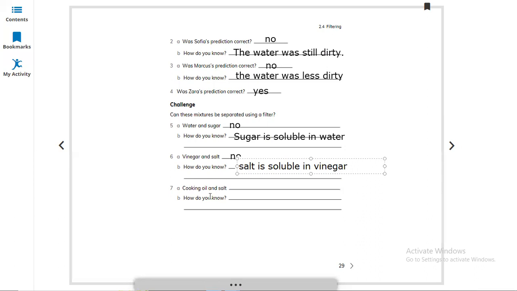Cooking oil and salt. What do you think? What do we write here? Yes, obviously. Cooking oil and salt, because it's not melting in cooking oil. So salt is insoluble in oil. Done. Let's move to the next.